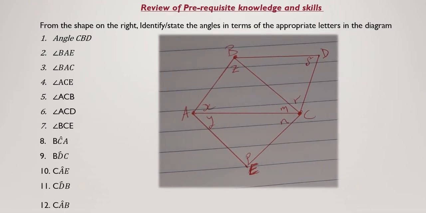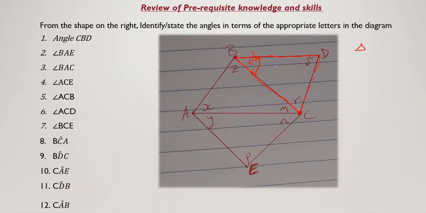All right, so let's look at angle CBD, going from C to B to D. The angle formed between these two lines is the angle I'm looking for. Well, the thing is, I don't have the measurement. We don't have a small letter to represent the angle. But what we do know is that that angle is coming from a triangle.